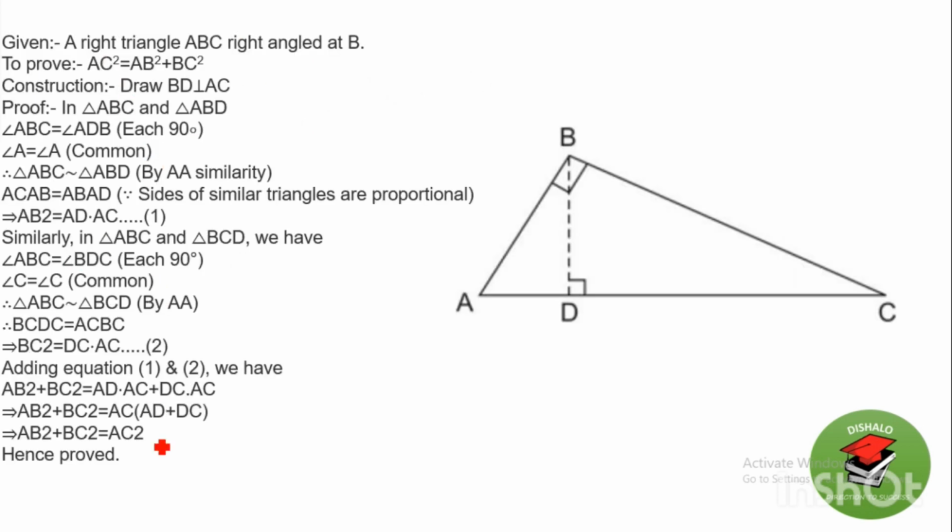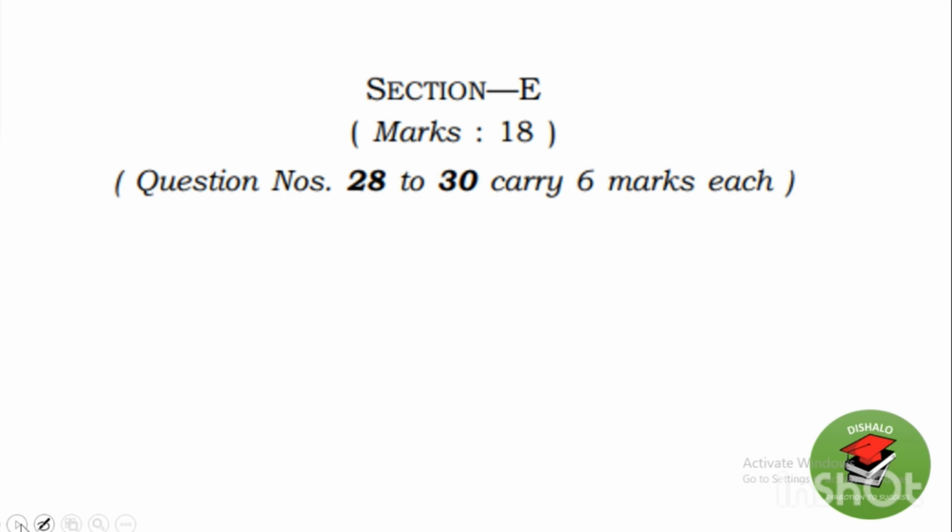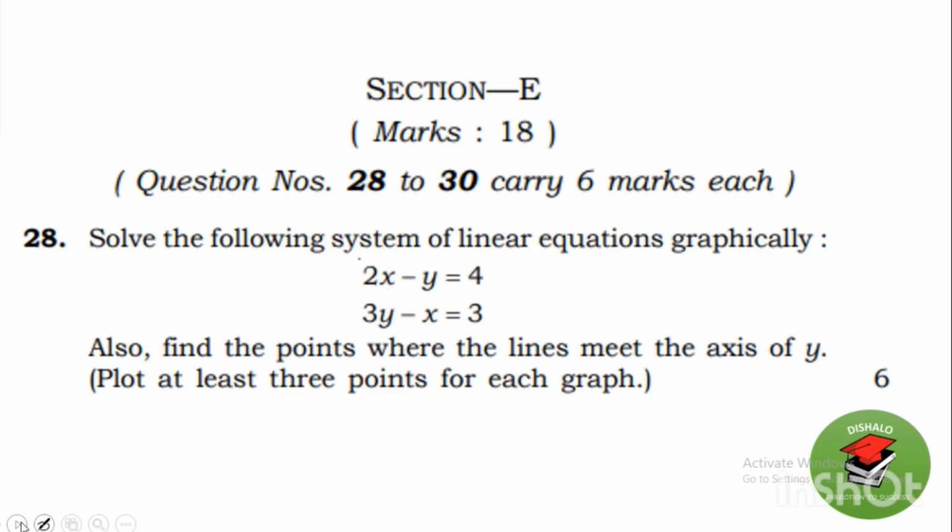Here I have just given the solution. The detail of this explanation I have already done, and I'll just put the link. So section E. These are questions which carry 6 marks. The first question is a graph question. The following system of linear equations you have to solve graphically. You also have to find the points where the line meets the axis of y.